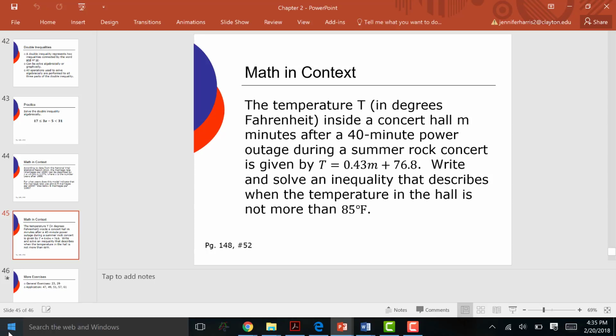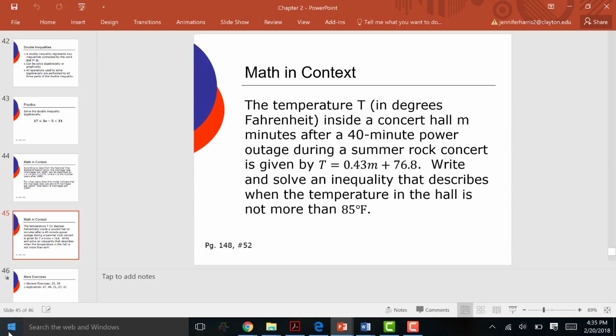All righty, so now I want to know, this represents the temperature, right? Yes. Okay, I want to know when the temperature is going to be what? Less than or equal to 85 degrees. All right, can we solve and get M by itself now? Yes. What should I do first? Subtract 1 from both sides. That cancels out. So now I've got 0.43M is less than or equal to 8.2.